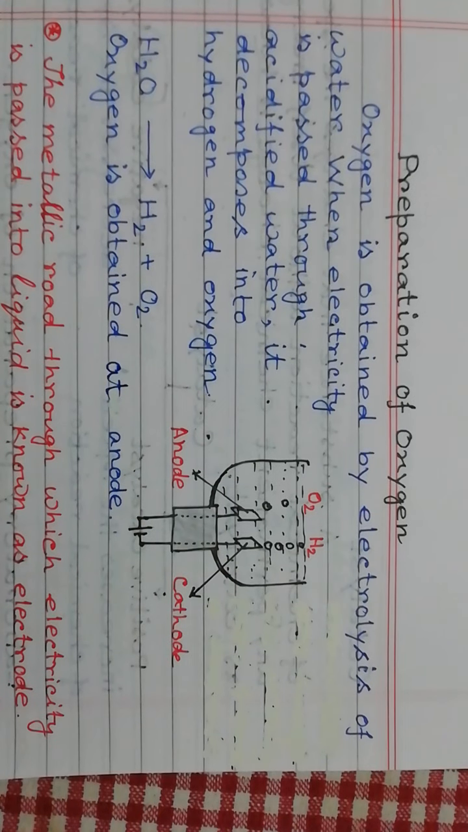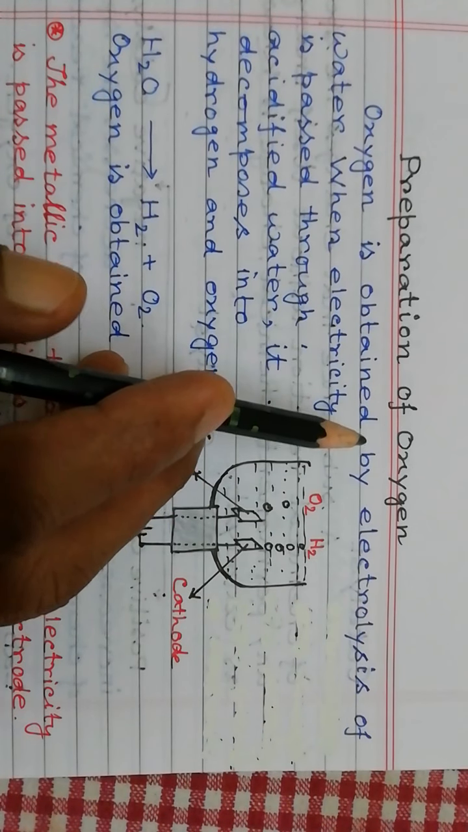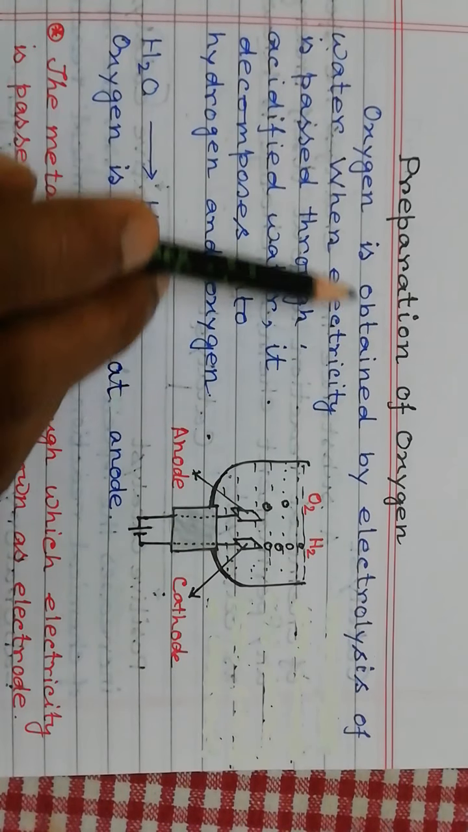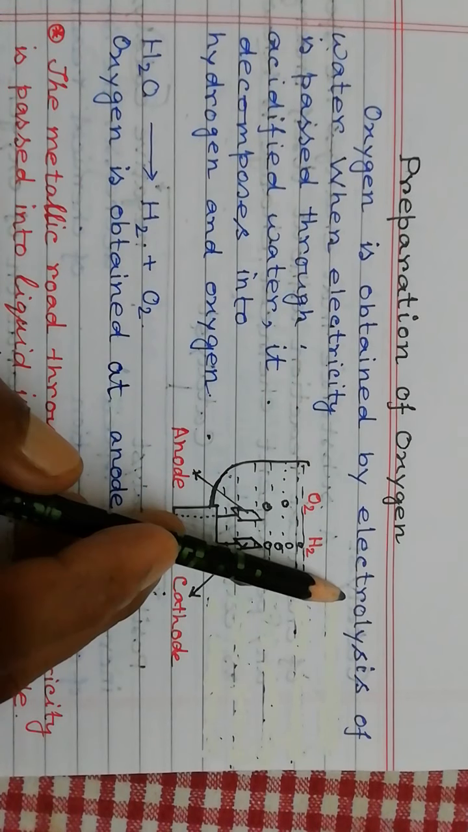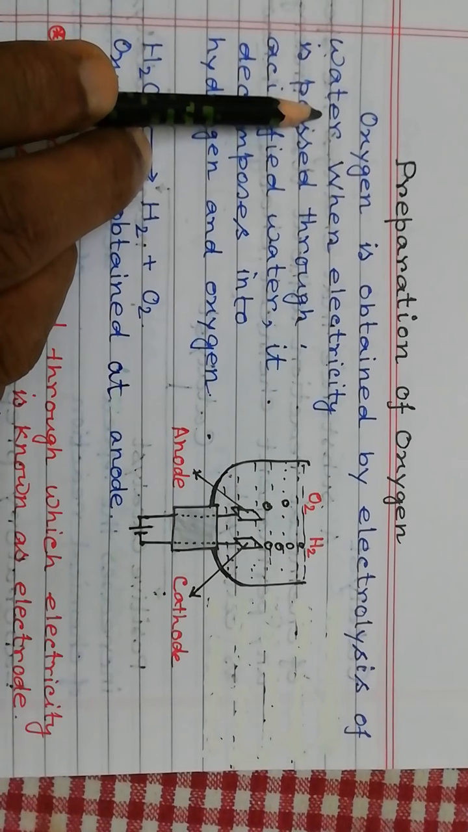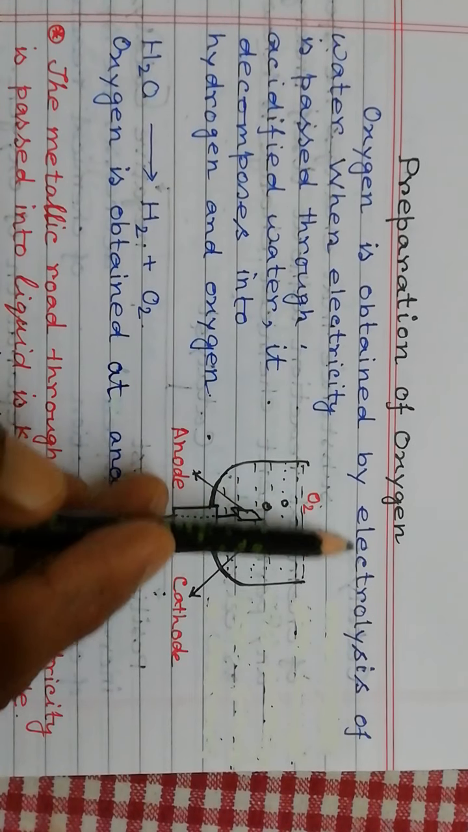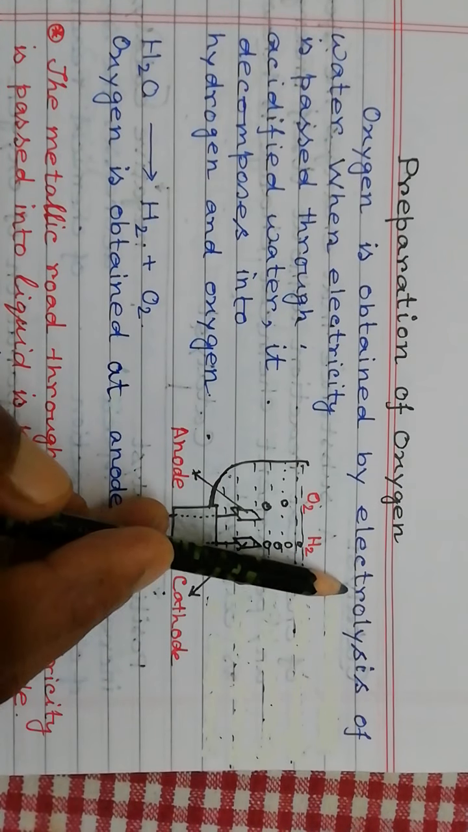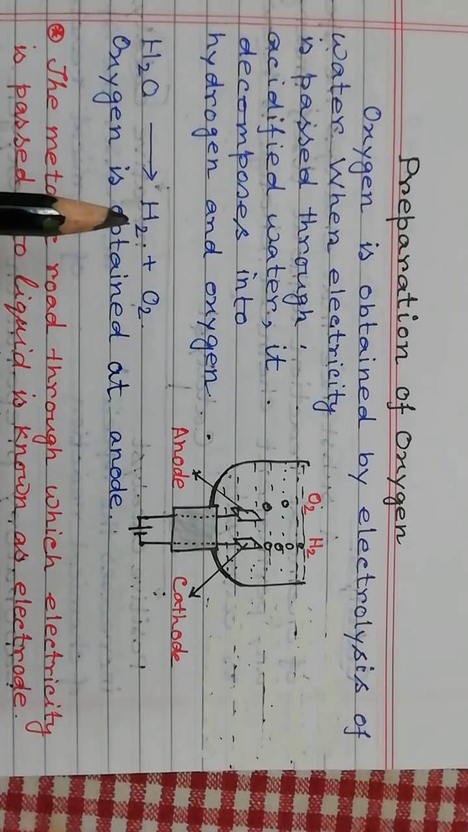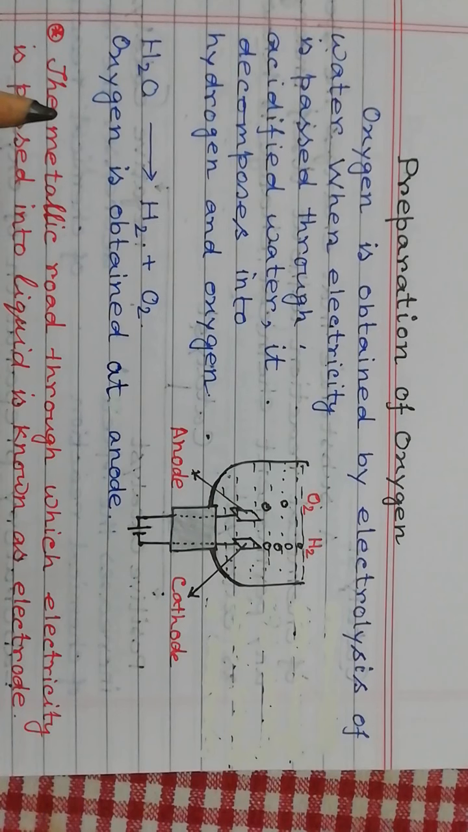Now we read about the preparation of oxygen. Oxygen is obtained by electrolysis of water. Water contains oxygen. Now what do you mean by electrolysis? Electrolysis means the electricity is passed through the water and water gets decomposed.